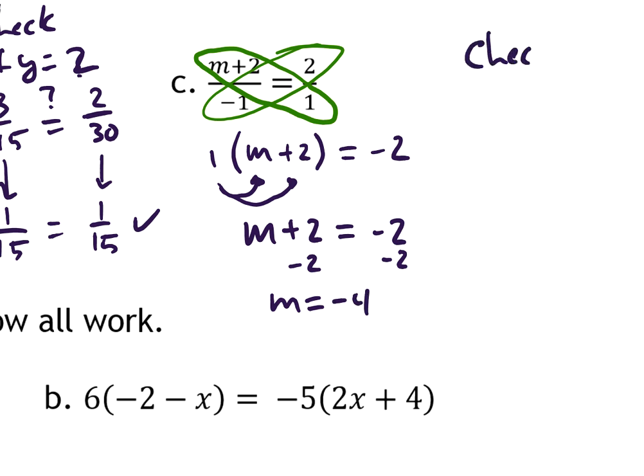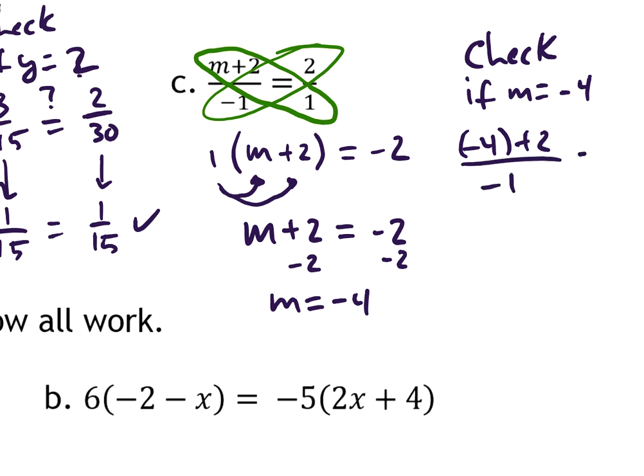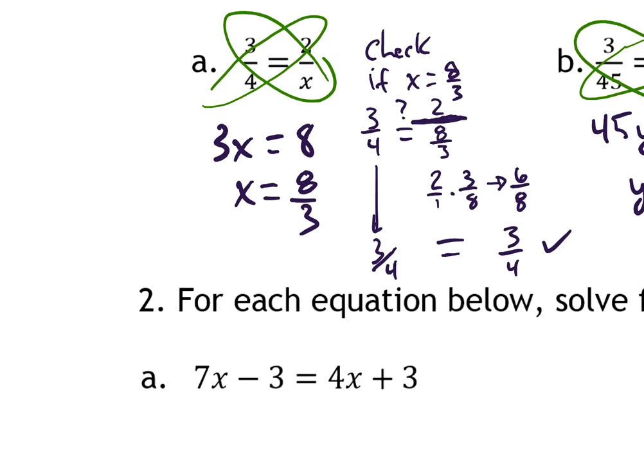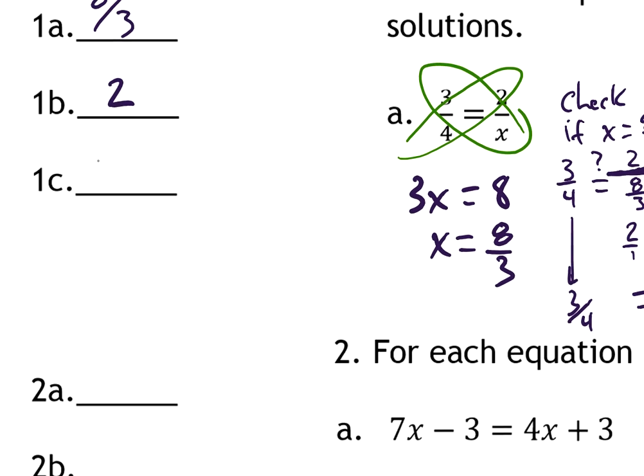So again, my check: if m is -4, what I'm looking at here is m plus 2, which would be -4 plus 2 over -1. Is that the same as 2/1? In my numerator on the left-hand side, I've got -4 plus 2, which is -2 over -1. And is that the same as 2? Yeah, -2 divided by -1 is the number 2. Since 2 is equal to 2, it does check. So my answer for C is m is equal to 4. I'm sorry, it was -4.